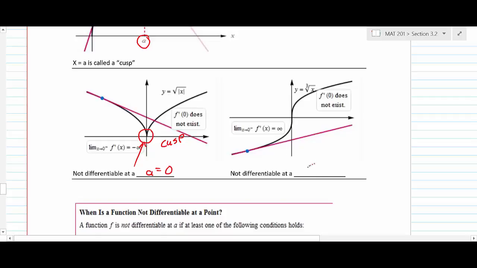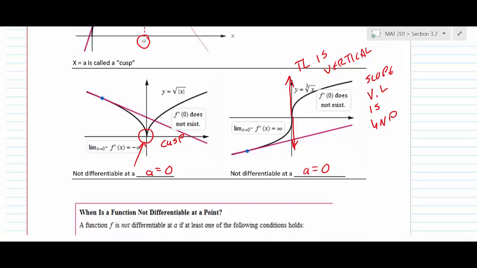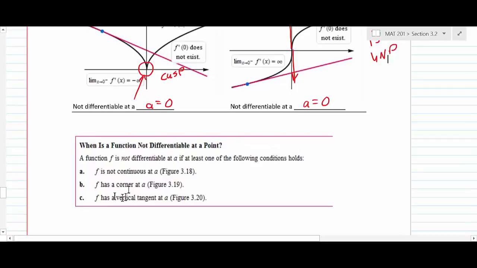So this one we would also say it's not differentiable at a equals 0, and the reason is because that tangent line is vertical, and therefore the slope of a vertical line is undefined. So that's another thing that happens. So cusps are one issue, vertical tangent lines are another issue, and then places where you're not continuous would be the other issue. So what we look at in this box down here says a function is not differentiable if one of the following conditions holds.